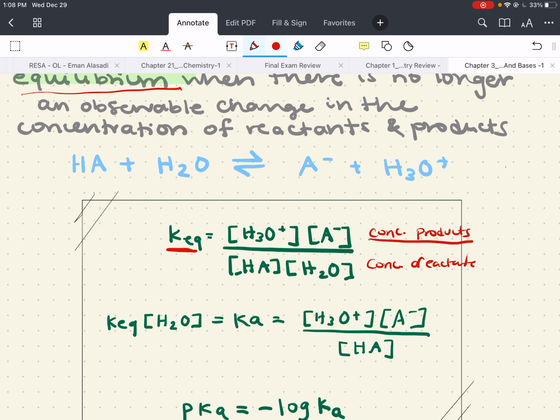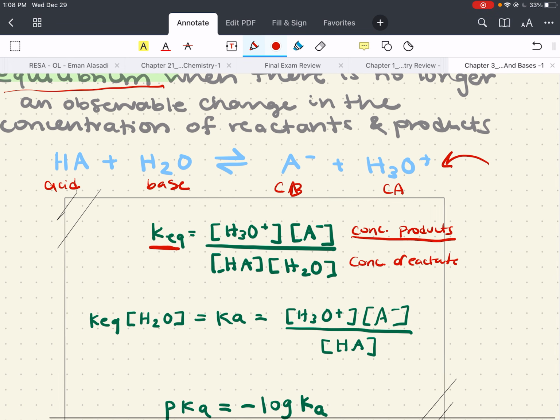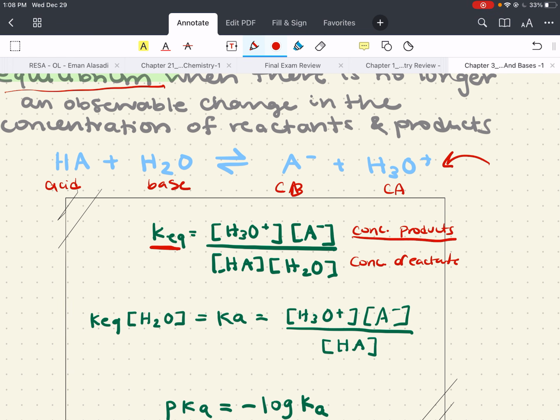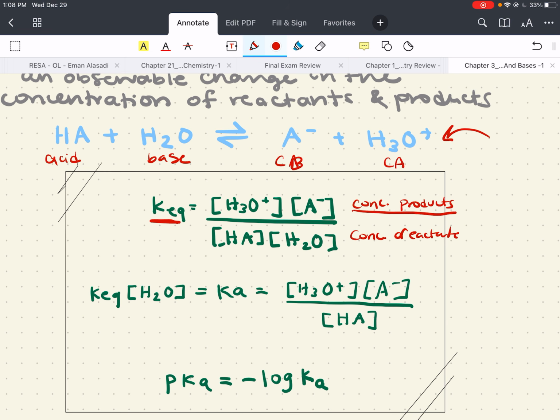So if we have here our traditional acid-base reaction, where this is our acid, this is a base, this is a conjugate base, and this is a conjugate acid, we're going to quickly write the equilibrium constant for this Keq, and we're going to put the concentration of products over the concentration of reactants. Now, when water is the solvent, the concentration is going to be fairly constant, and we can move this water term over here.